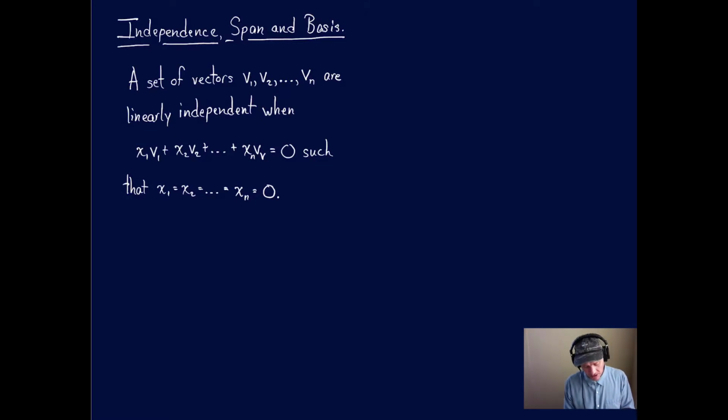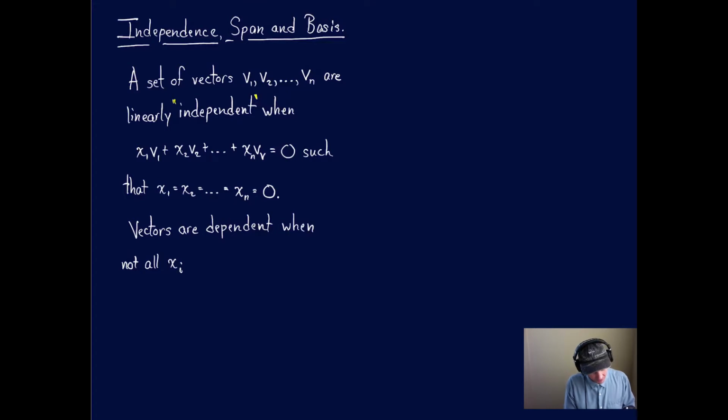And also you'll regularly hear this not as linearly independent, but shortened down to, you say vectors are independent. So those are used interchangeably. Now, the complement to that would be vectors are dependent. Vectors are dependent when not all xi, and to be correct, I should say i is in the set from 1 to 2 to whatever n we have, when not all xi are 0.